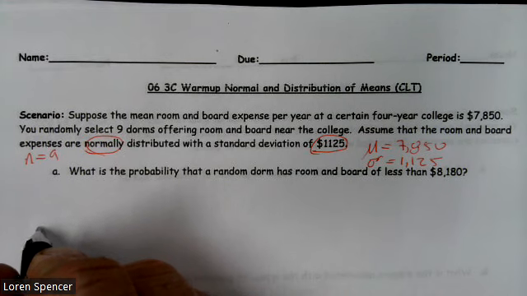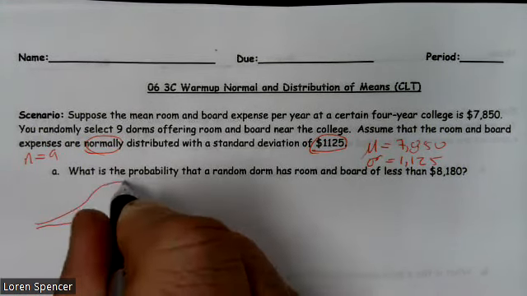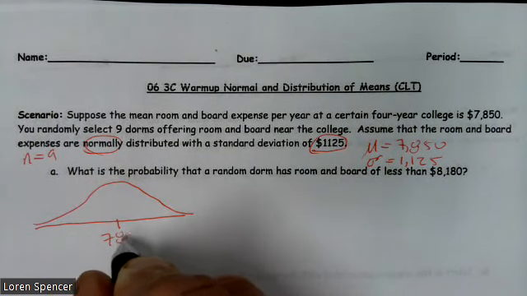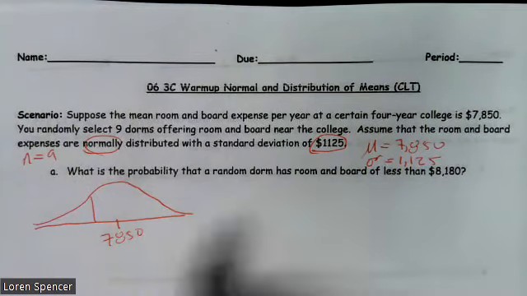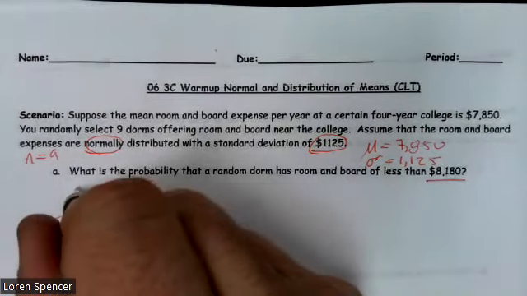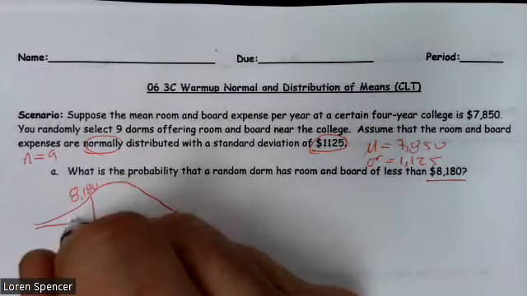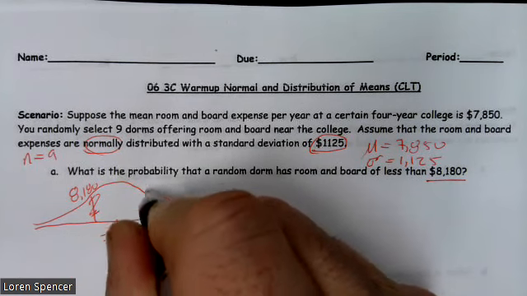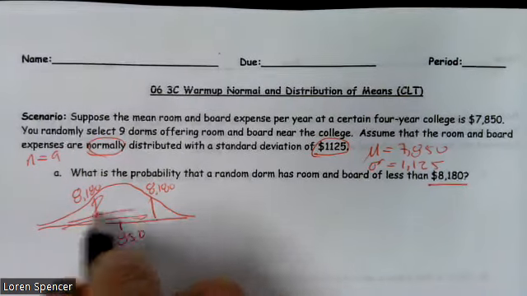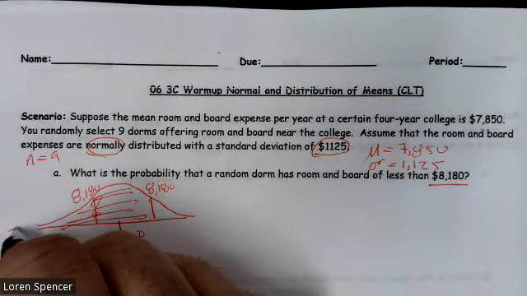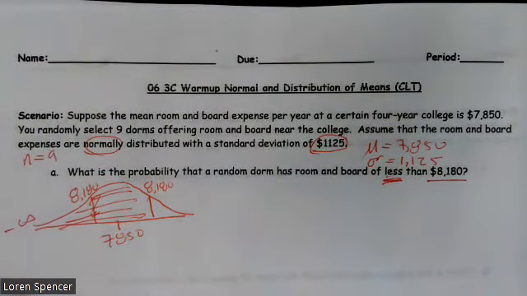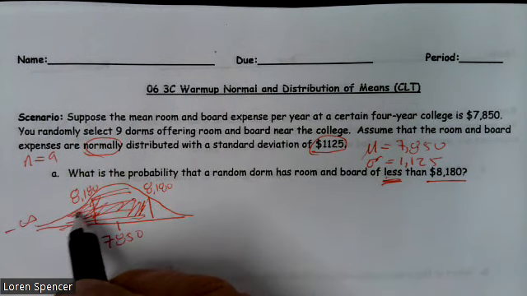$8,180? So when we look at this, we're drawing our picture, and we have 7,850, and then we have less than 8,180. Oops, 8,180 is above 7,850. So we're above and we're shading this way because it's less. So we know this is the correct drawing, shading below.